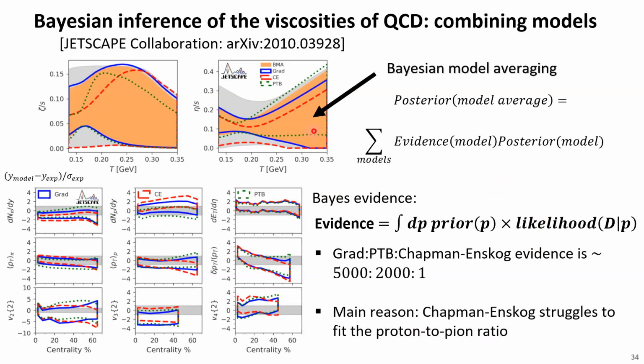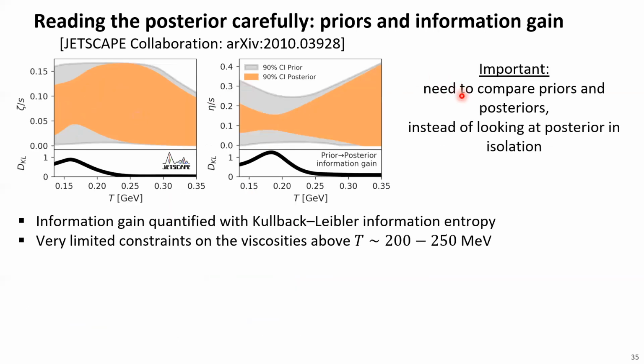And the result is that if you want to use the data to pick one of these models, you should give a very small weight to this red band, this red constraint on the viscosity. Using the evidence, you can do something called Bayesian model averaging, which is simply that you average those different curves weighted by the evidence. Then you obtain the orange band that is shown here. That is our final result for, at the moment, what we think is the best constraint on the shear viscosity of QCD and the bulk viscosity of QCD.